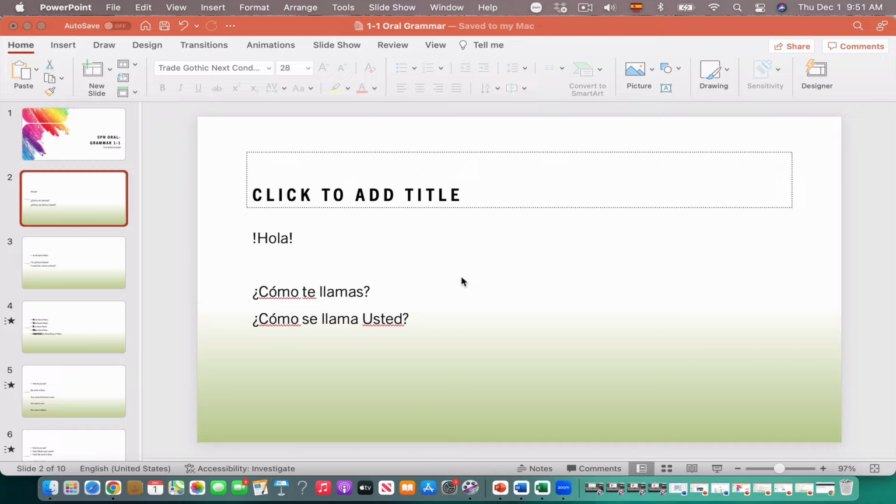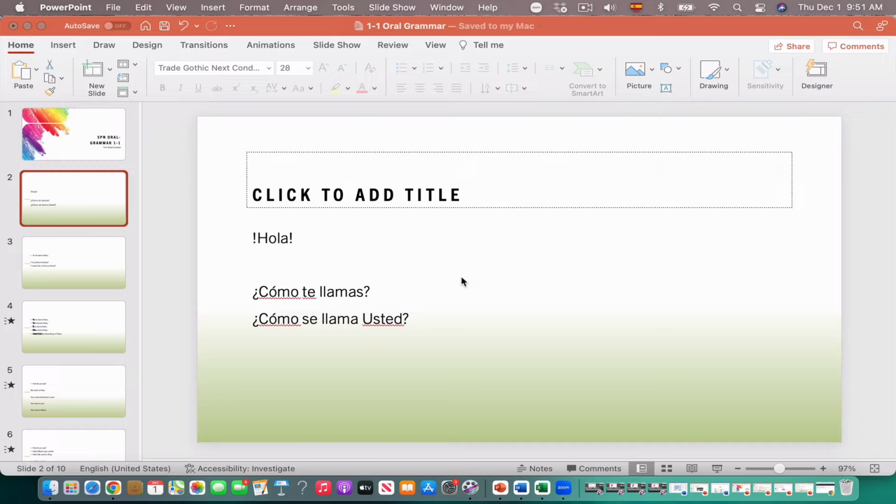Now, we use ¿Cómo te llamas? when the person is close to us, when it's someone who is a friend or someone in the family. So we use ¿Cómo te llamas? Now, if the person is not close to you, or if it's in a formal situation, we use ¿Cómo se llama usted? Okay. Now, if you go, for example, to the classroom and you see someone sitting there, maybe you want to use ¿Cómo te llamas? Because it's going to be a classmate.